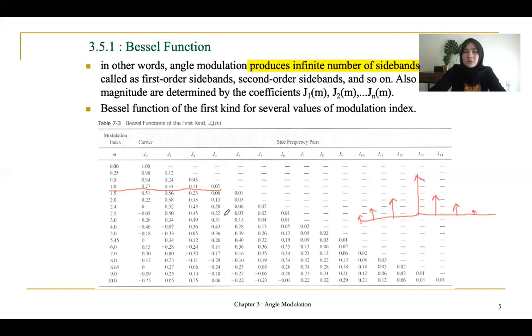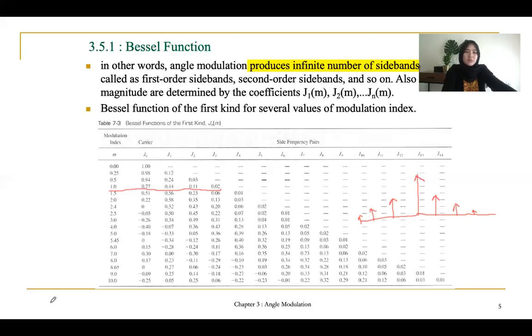Okay, so the number of sidebands depends on the modulation index. You can see that the higher the modulation index, the more sidebands you will have. For example, if you have modulation index equal to 10, you will have 14 sets of sidebands. When you have 14 sets of sidebands, you will have a system with a higher or bigger bandwidth.